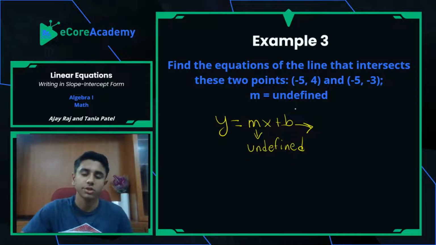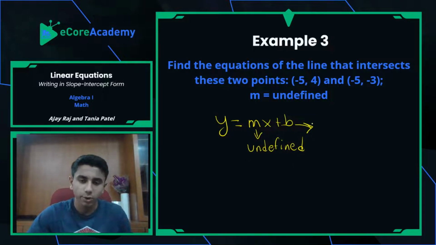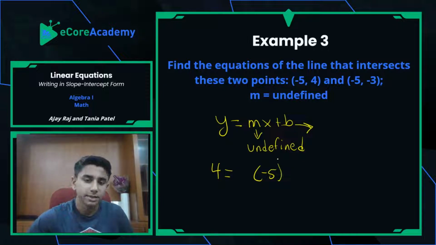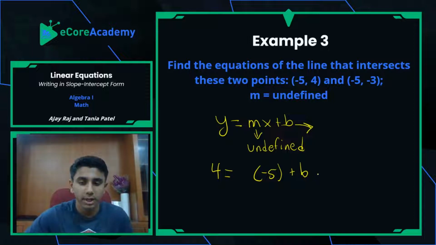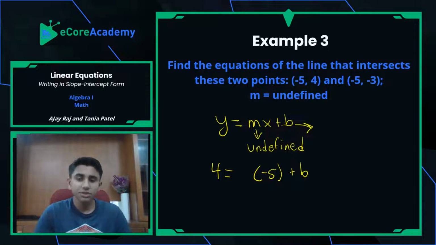So in this case, let's start to plug in our typical values. We'll put in 4 for our y here, and we're going to plug in -5 for our x. But the tricky part here is, what do we plug in for undefined? Well, you can't plug in any value for an undefined slope. You can't plug in 0, because then that'll make your y-intercept 4.